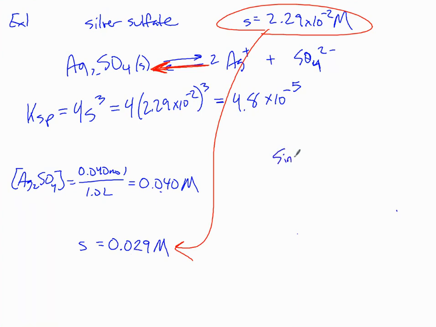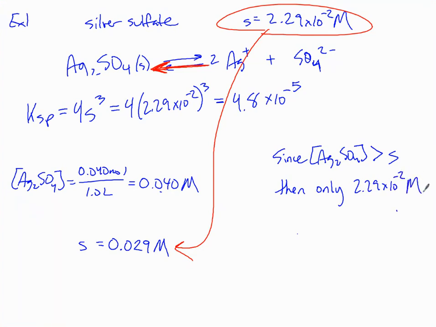And with this one, since the concentration of silver sulfate is greater than S, then only 2.29 times 10 to the negative second molar will dissolve. This is the maximum amount that it can dissolve. The excess will remain as a solid.